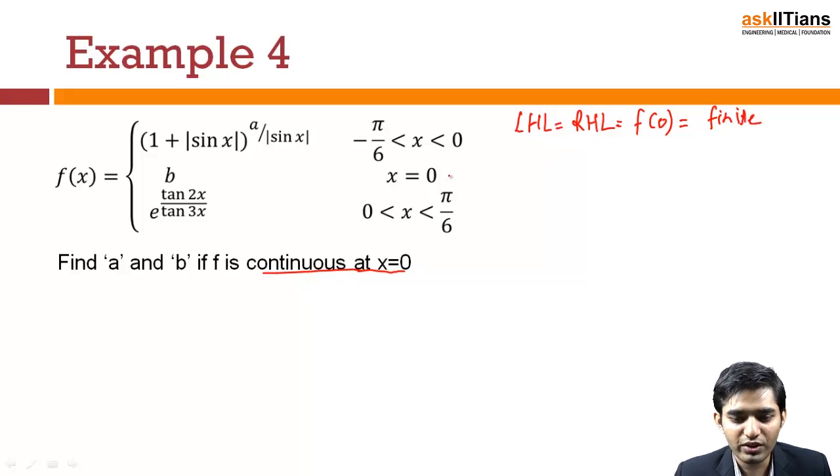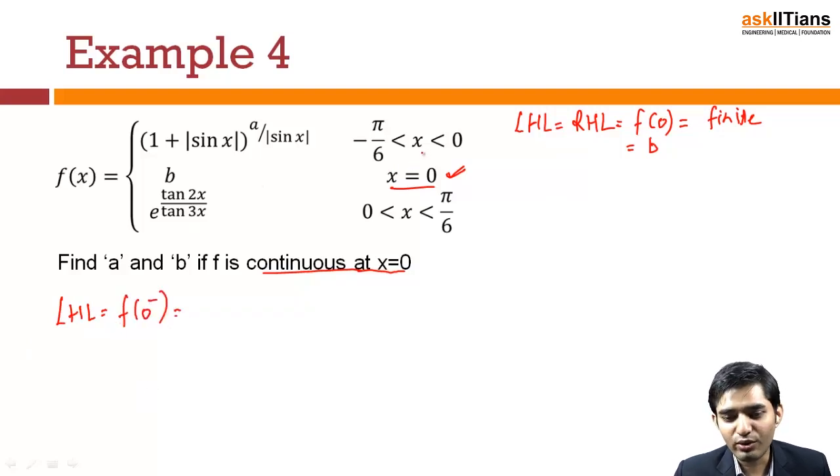Now what is the value of f of 0? At x equal to 0, the value of the function is b. So f of 0 is nothing but b. So LHL and RHL should both be equal to b. Right? Now first of all, let me find out what LHL is. LHL will be f of 0 minus, so x less than 0. So I will consider this definition where x is less than 0. Now here limit x tending to 0 minus of this function.